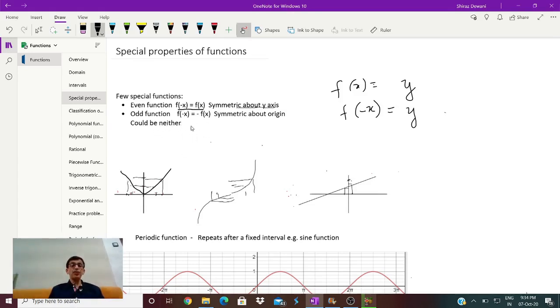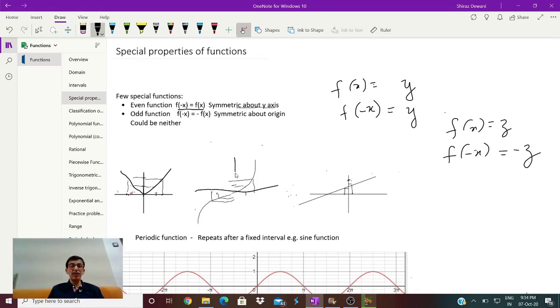Then odd function. An odd function is defined as when you substitute x with minus x, you get minus of f of x. That means suppose f of x was say z, then if you write f of minus x, you will get minus z. So this is reflected around the origin.